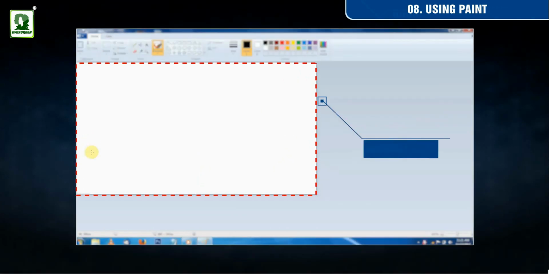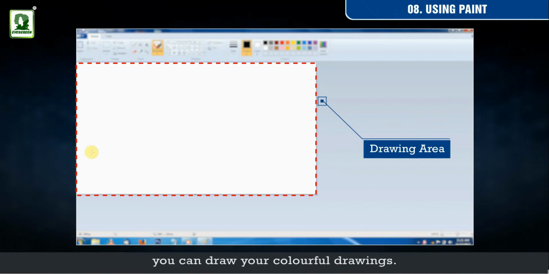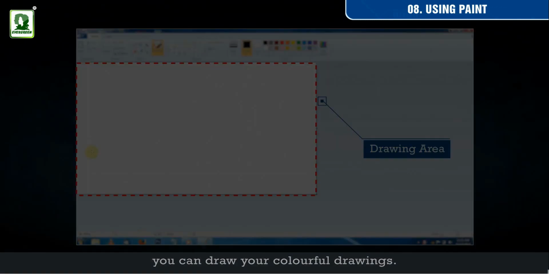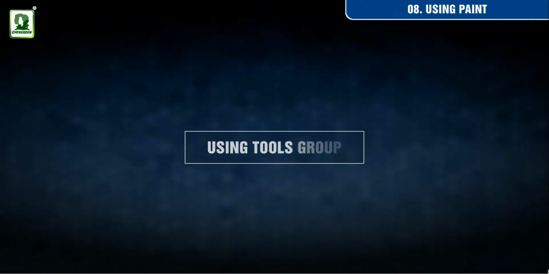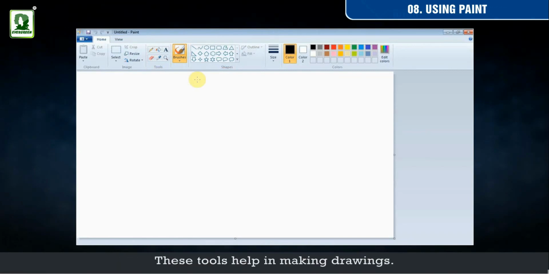Drawing area. The drawing area is the main part of Paint in which you can draw your colorful drawings. Using Tools group. Tools group has many tools for doing different work. These tools help in making drawings.